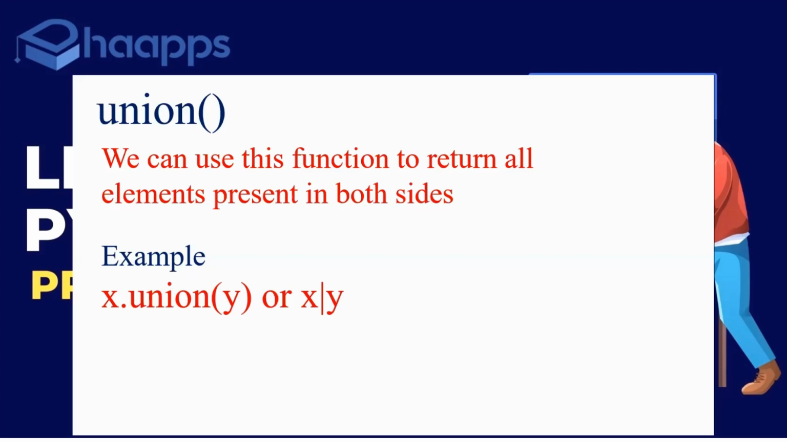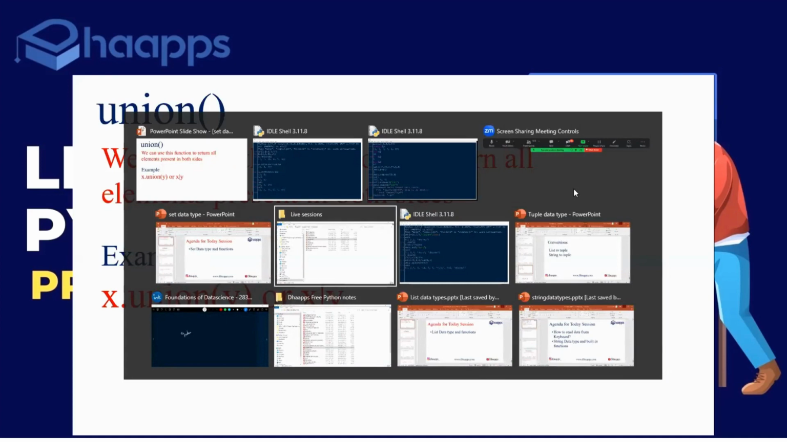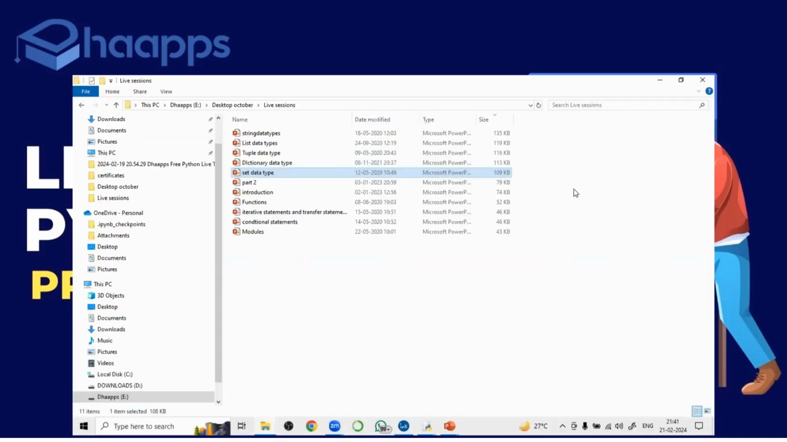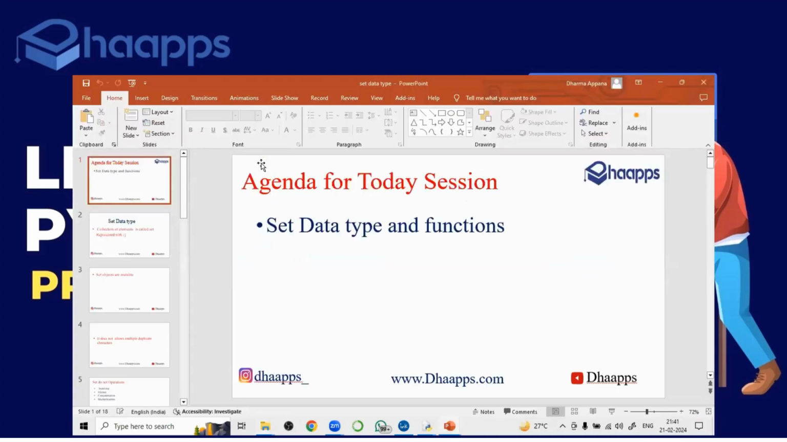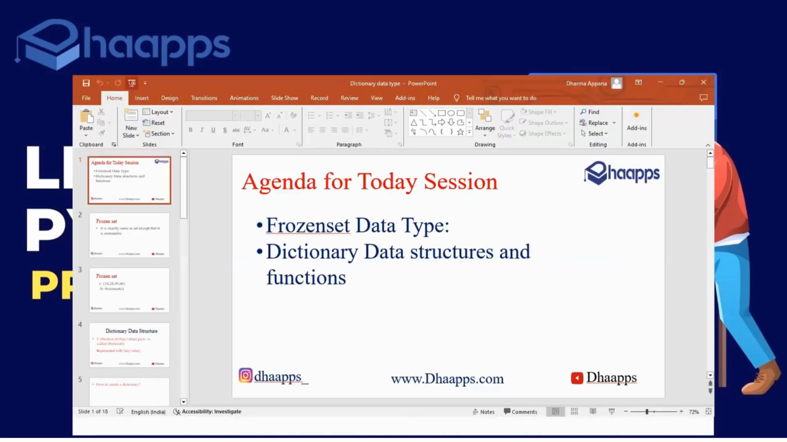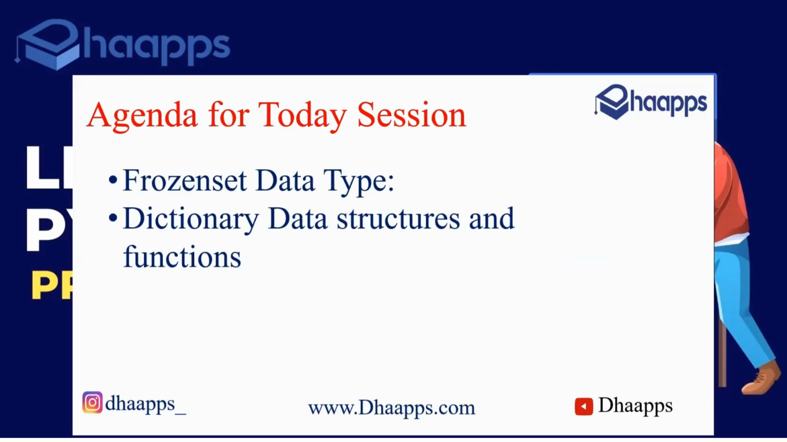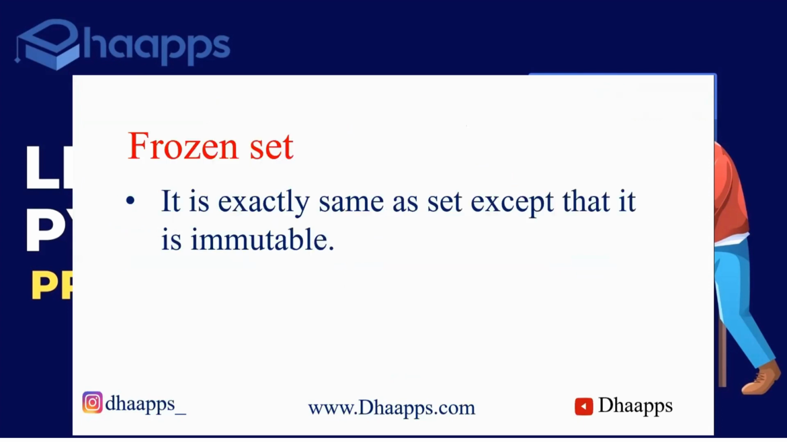Right? Sets are okay. Next, we have one more data type, that is dictionary. Before going to the dictionary, we have one more data type, that is frozenset. Frozenset is exactly the same as set, but the difference is that frozenset is immutable, whereas set is mutable.